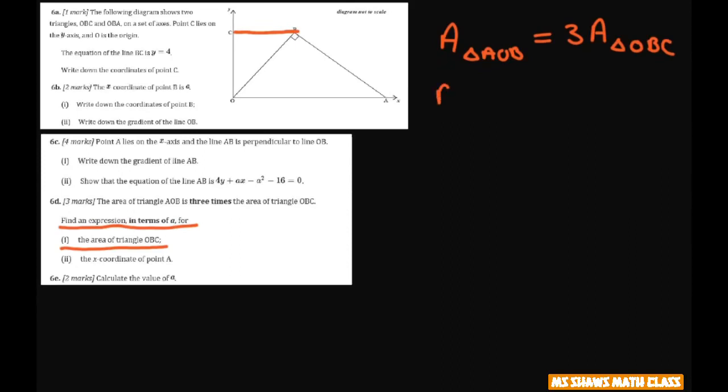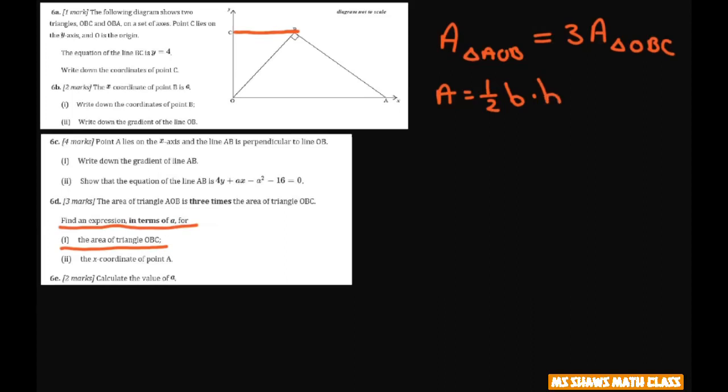All right. Now for the last part, it says the area of triangle AOB is 3 times the area of triangle OBC. Find an expression in terms of A for the area of triangle OBC. So for that, I have OBC here. This is OBC. So I got to find the distance here. We know the area equals 1/2 base times height.